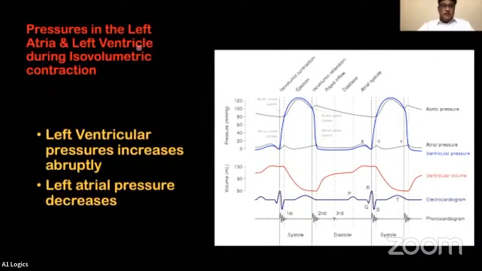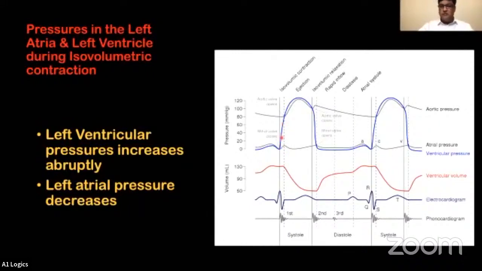Now, what happens to the pressure in the left atrium and the left ventricle during isovolumetric contraction? The pressure is this, the blue and the gray. So the left ventricular pressure increases abruptly. As I told you, as soon as the valves are closed, the aortic valves, the semilunar valves, there is no blood going in, the blood is not coming out. There is a pressure that has to be created in the left ventricle to open up the aortic valves. So the pressure, see the blue line, how it abruptly increases in this phase? So the pressure increases very abruptly.